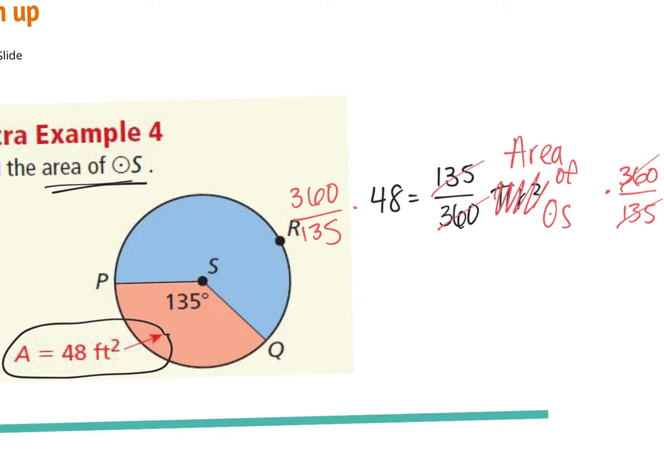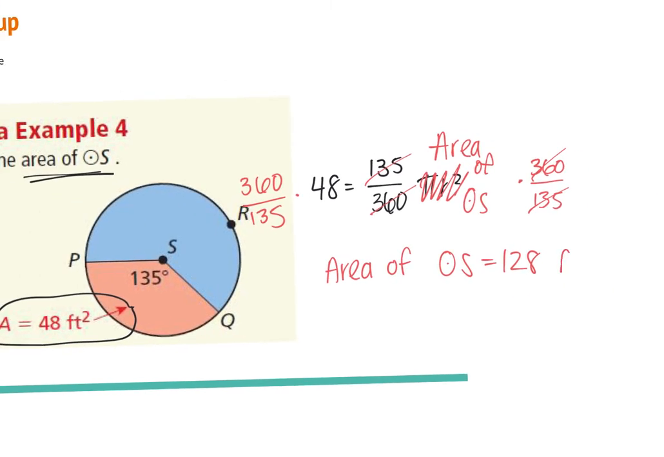And that answer should be, let's plug it in, 360 times 48 divided by 135, 128. The area of circle S is 128 feet squared. So if you did the radius problem, plugged it in, found your radius, and used that radius with pi, you should have gotten approximately the same value, okay? But remember, you don't need to find the radius. You just needed to have it as the area of the circle S.